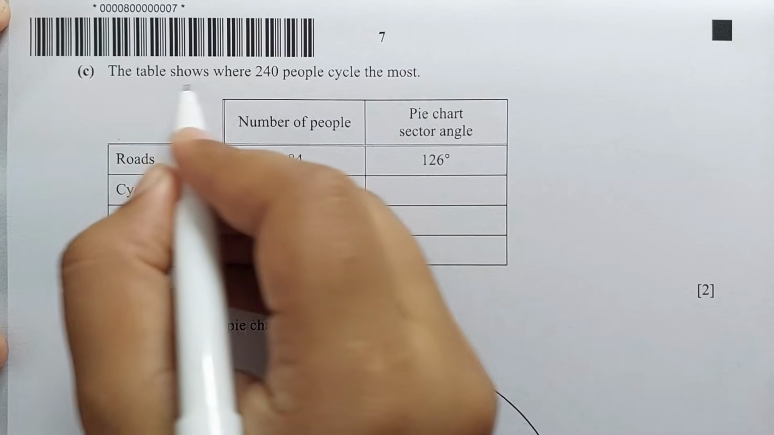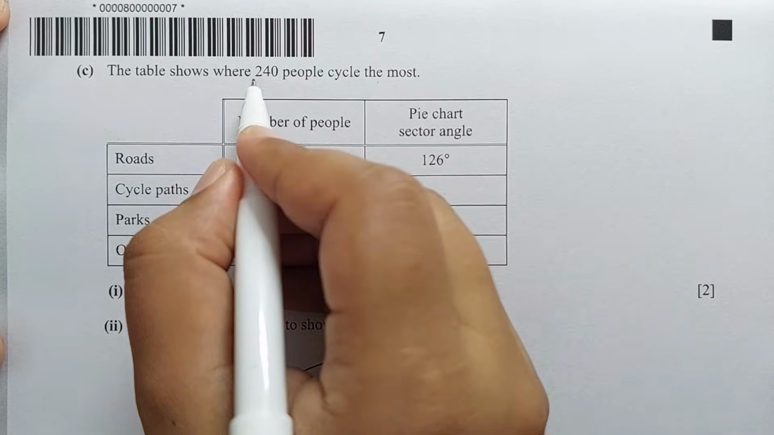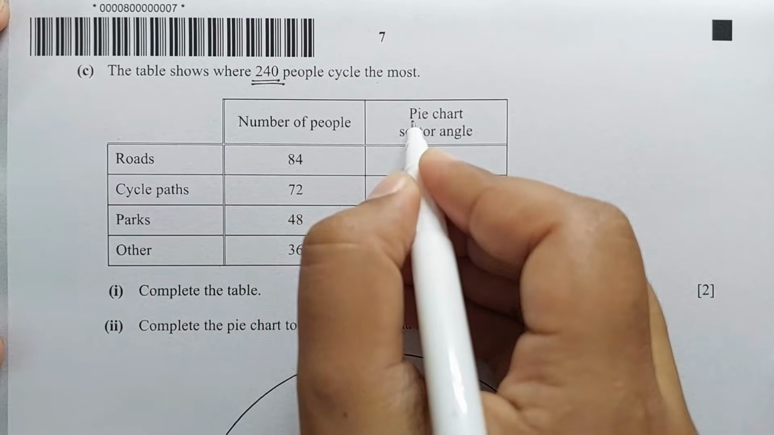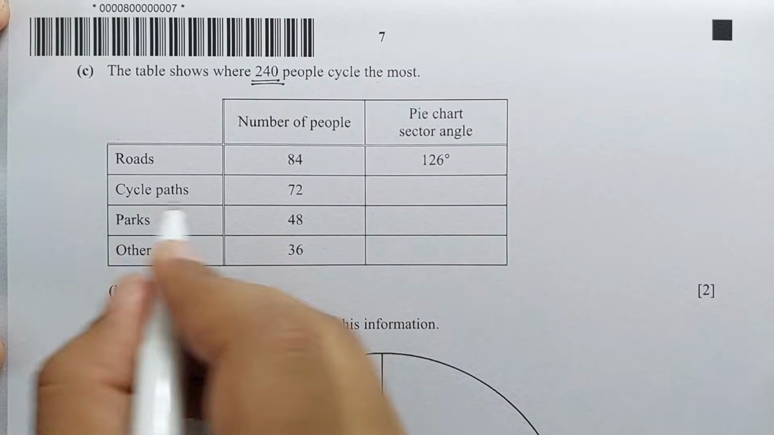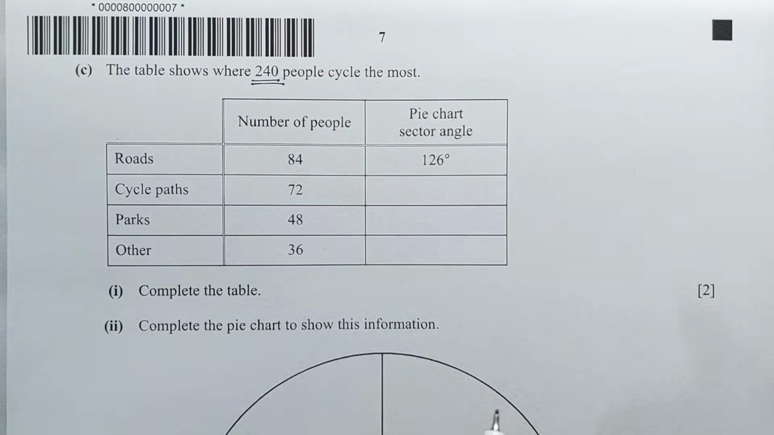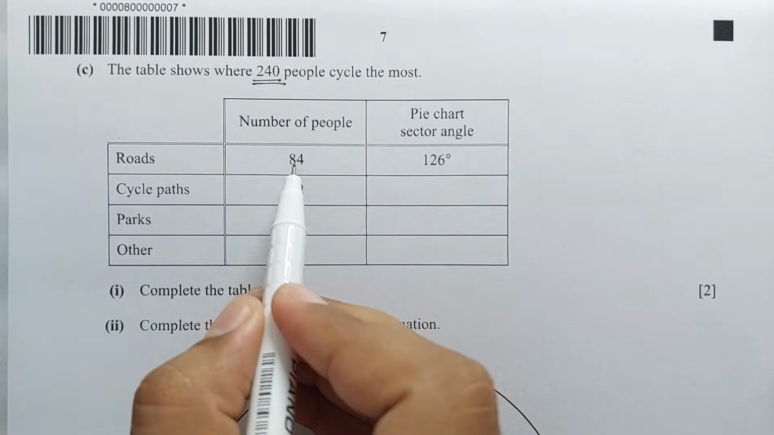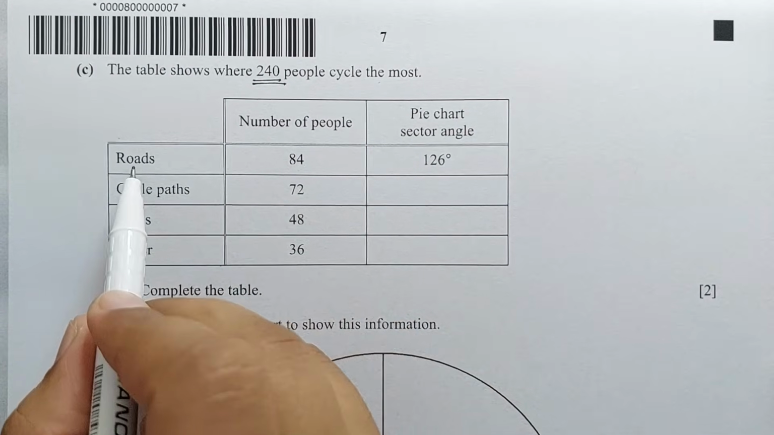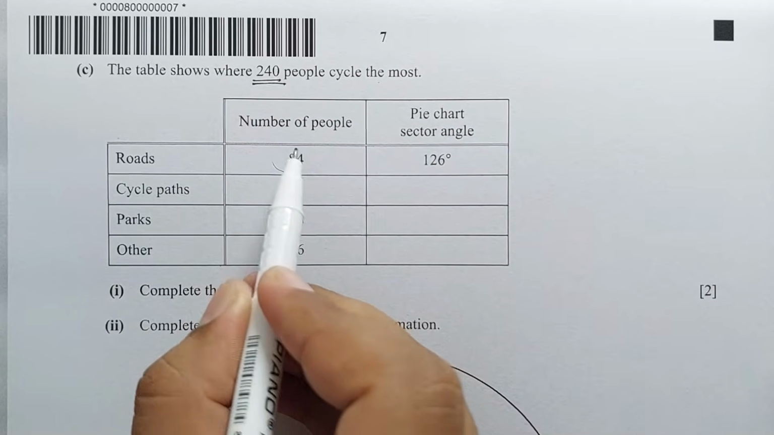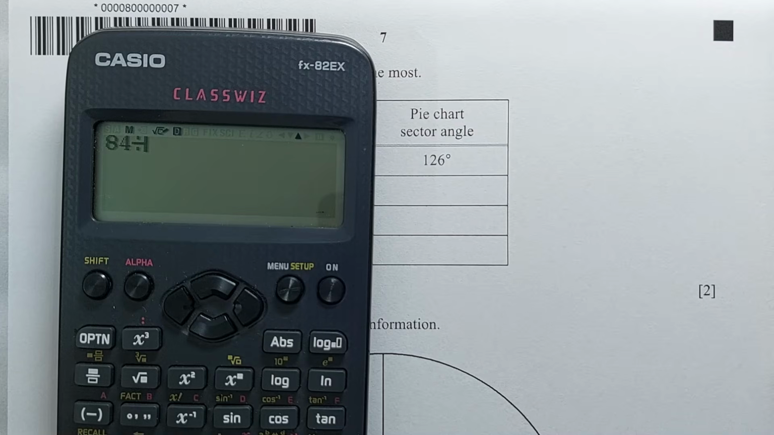Now for part C, the table shows where 240 people cycle the most. Number of people, pie chart sector angle, the roads, cycle paths, parks, and others. Number 1, complete the table first. Total number of people is 240. The people who cycle on roads are 84 out of 240. So 84 people out of 240 people, multiplied by 360, the whole pie chart sector angle, is 126.